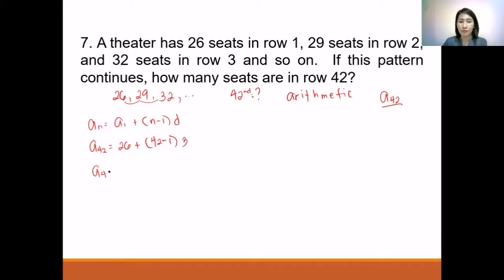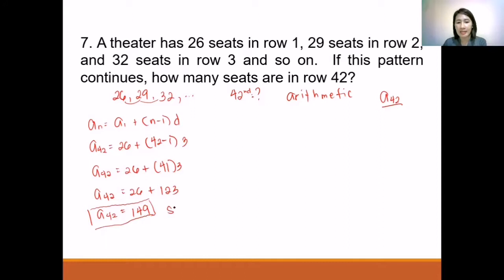So you have A sub 42 equals 26 plus 42 minus 1, which is 41, multiplied by 3. So we have 26 plus, when we multiply this, it's 123. Then A sub 42 is equal to 26 plus 123, so you have 149. Therefore, on the 42nd row, we have 149 seats. And that's it.